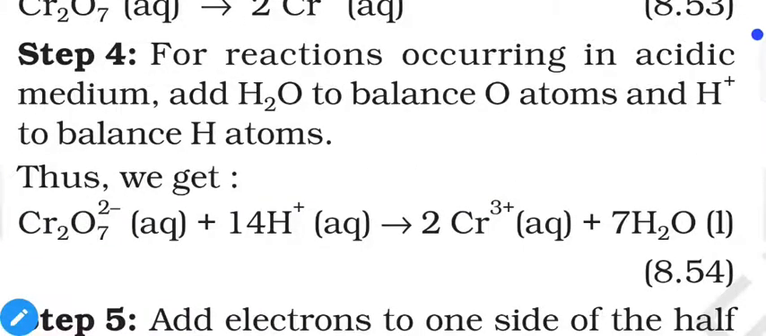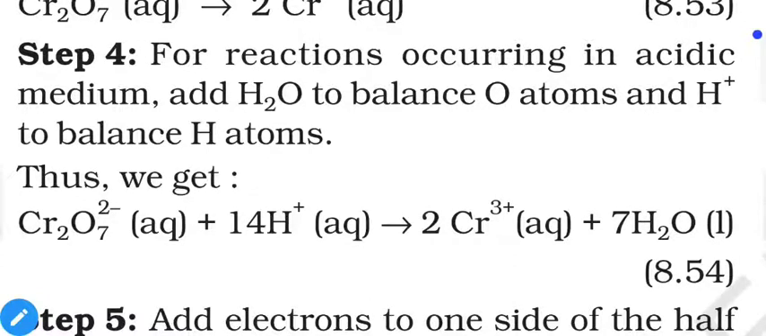Now we have to balance the hydrogen and oxygen atoms. If the medium is acidic, then we can use H+ and H2O. If the medium is basic, then we first use H+ and H2O, and later we will add OH-. The same point is mentioned at the last, but we will discuss it at that time. So in acidic medium we can use H+ and H2O, while in basic medium we first use H+ and H2O and later add OH-. Here it is specifically mentioned that the medium is acidic, so we add H+ and H2O as per our requirement.